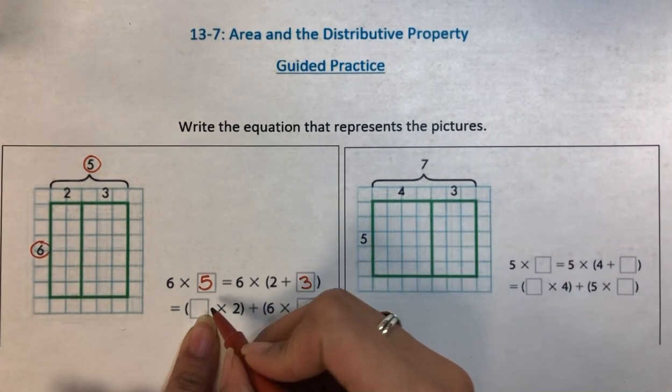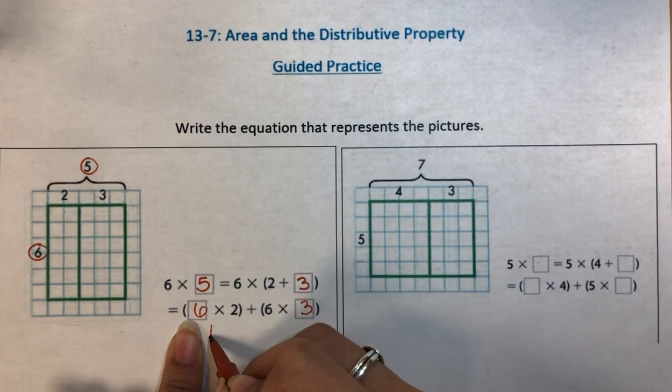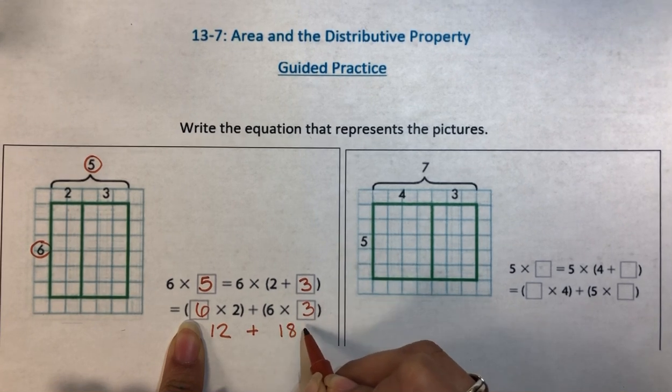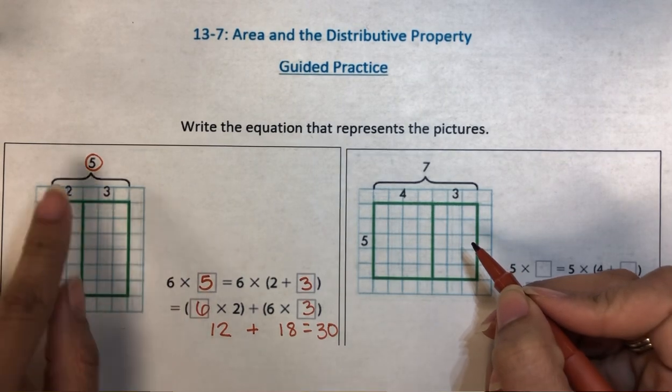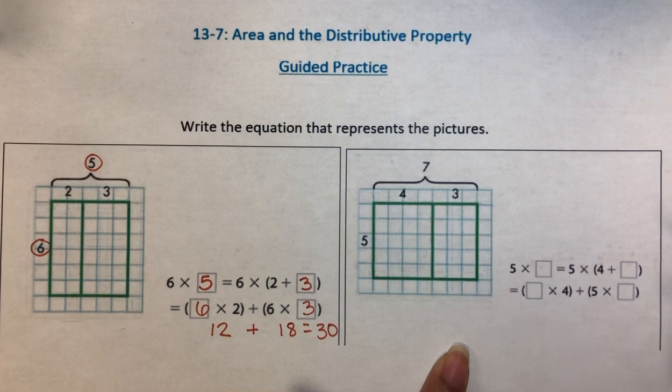So now I have 6 times 2 and 6 times 3. 6 times 2 is 12, plus 6 times 3, 18, equals 30. Just like 6 times 5 equals 30. All right, let's practice this again.